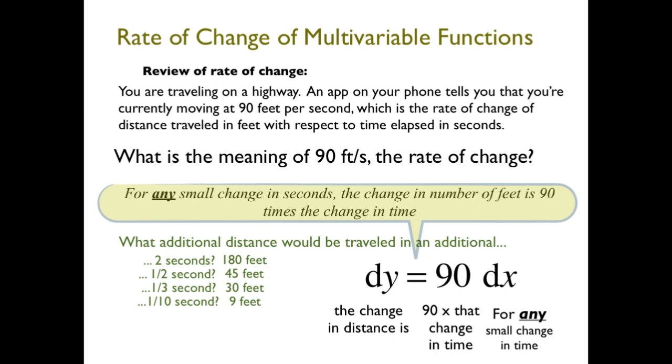Okay, so right now, gas is about $2.40 a gallon. That's the rate of change, $2.40 a gallon. Tell the person next to you, what does $2.40 a gallon mean? What's the meaning of that rate of change? Go.